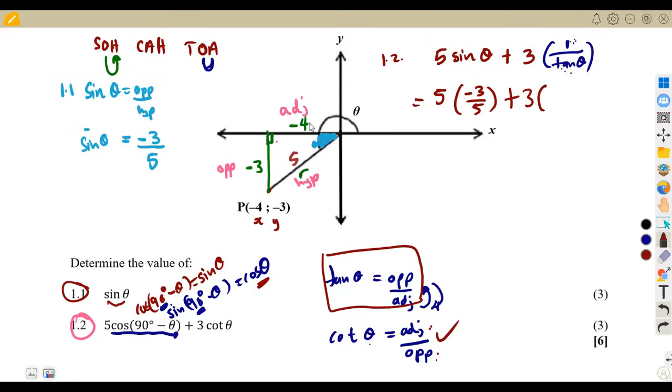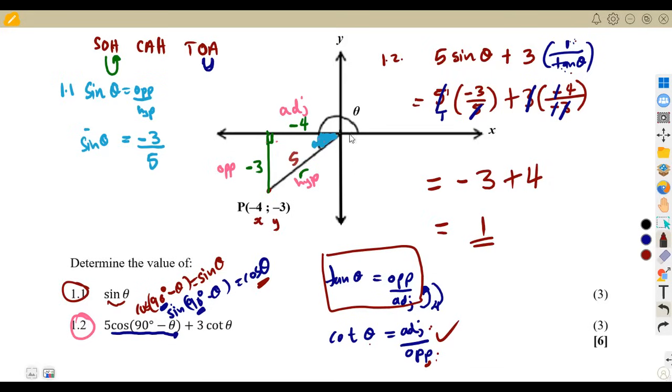So according to this, the adjacent is -4. So we're going to have -4 over the opposite, which is -3 in that case, okay? So if we simplify this properly, you can see 5 is the same as over 1, so this is going to cancel at the end. You obtain 1, 1 times -3, which is -3. Then here negative and negative cancel, 3 and 3 cancel. You remain with a 4, which is positive in that case. So -3 plus 4 is going to give you 1. So this simply means 4 minus 3, which is 1.